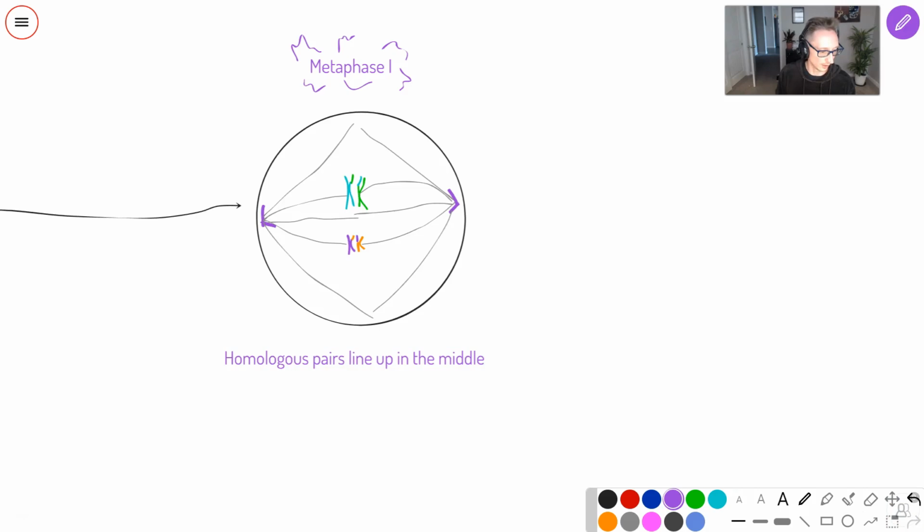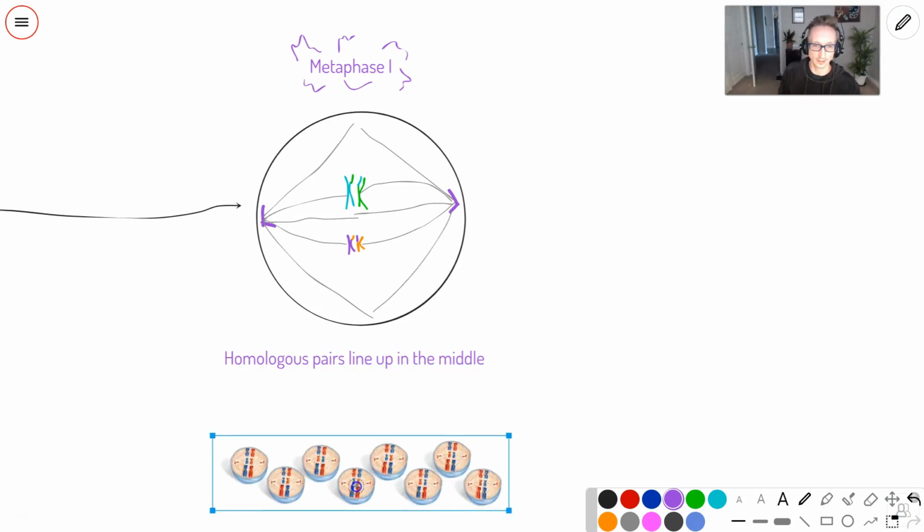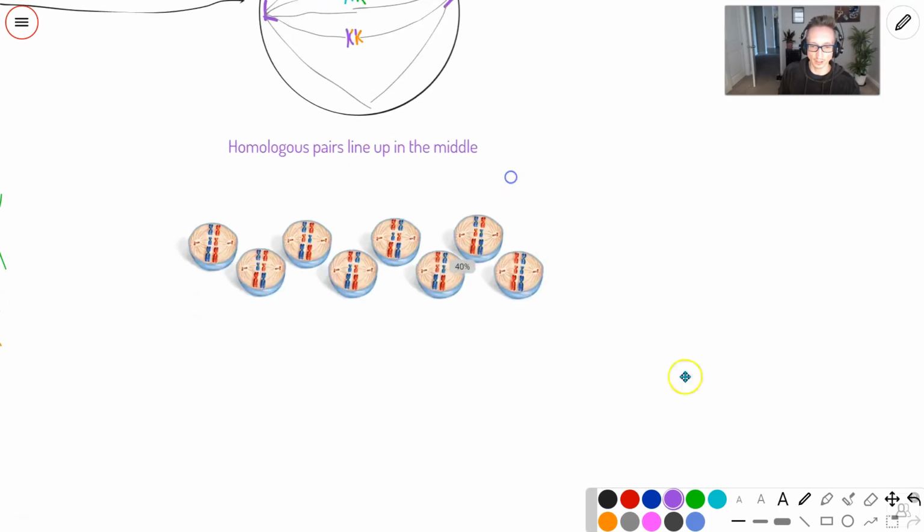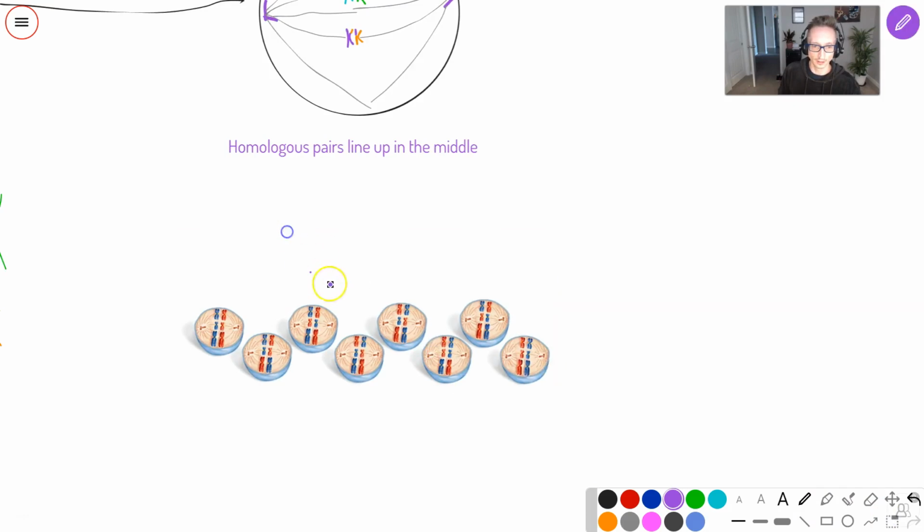Just to save time, I'm going to show this little image here, because it takes a lot of time to draw those different things. A whole other source of genetic diversity can occur in metaphase 1. So, another source of genetic diversity.